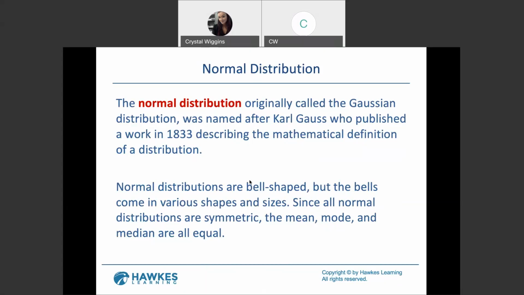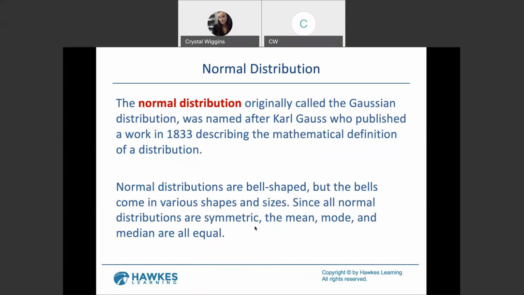Normal distributions are bell-shaped, but the bells come in various shapes and sizes. Since all normal distributions are symmetric, and symmetric meaning just like in kindergarten when you had to create a heart for Valentine's Day, your teacher instructed you to fold the paper in half and draw half of the heart so that when you cut it out, it may not have been a pretty looking heart, but at least it was symmetric and it was mirrored on both sides of the heart. Okay, so since all normal distributions are symmetric, the mean, median, and mode would all be equal.